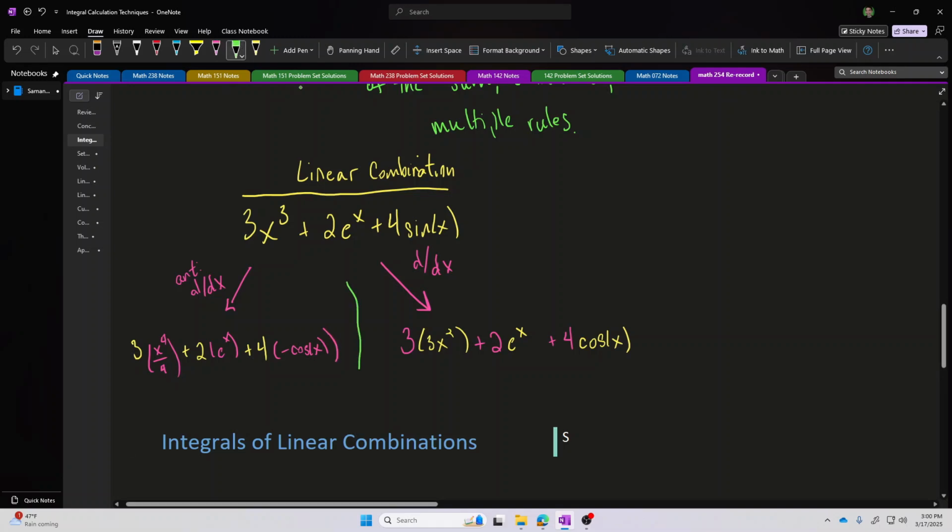Note that I'm not including the plus c here because I'm not trying to write down the indefinite integral. I'm just writing down one specific antiderivative at the moment. Although if you were trying to write down the indefinite integral, you would include a plus c at the back.